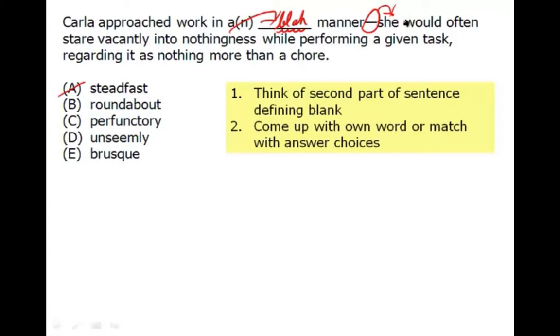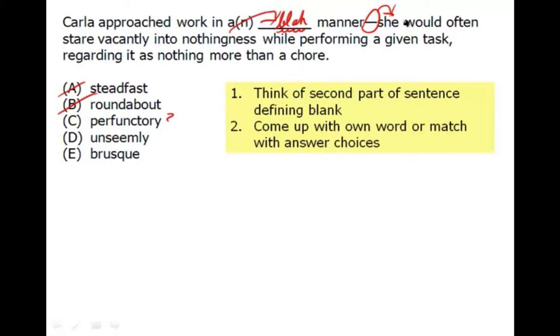If you're a steadfast worker, you stick to the task. Roundabout, you're just not direct. Perfunctory, a word you probably don't know. Unseemly, this is a popular GRE word. It means something that is not appropriate, so it has a very negative connotation as well.